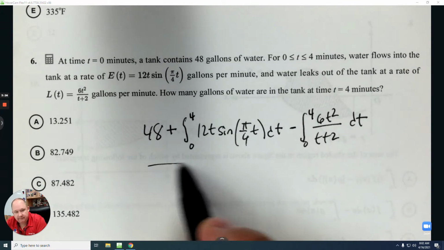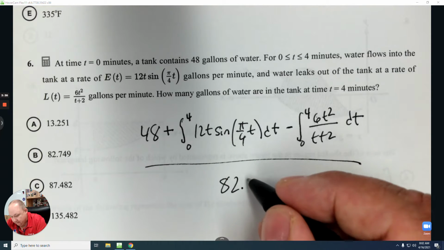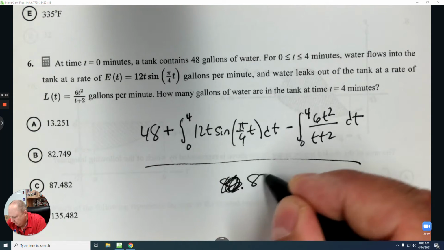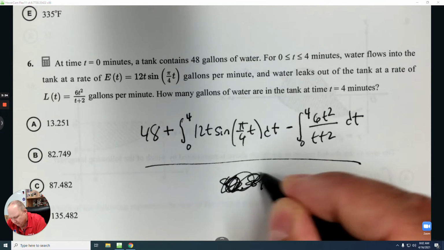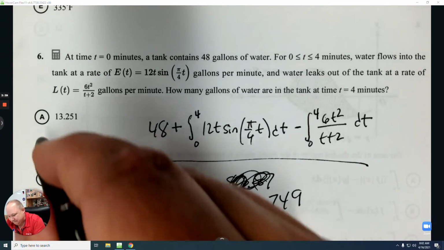And now you type that into your calculator, and you should get the answer 87.74. That's what you should get in your calculator.